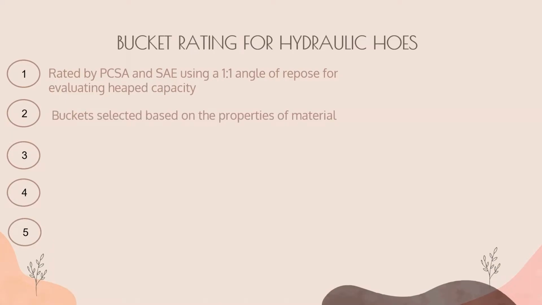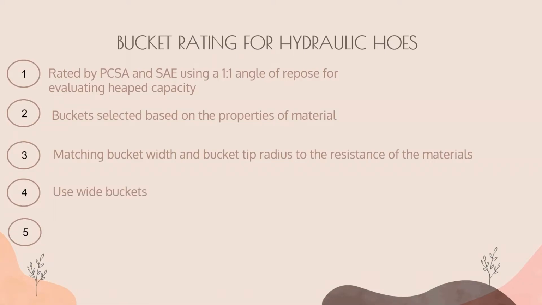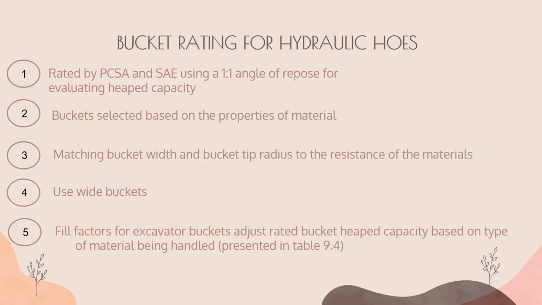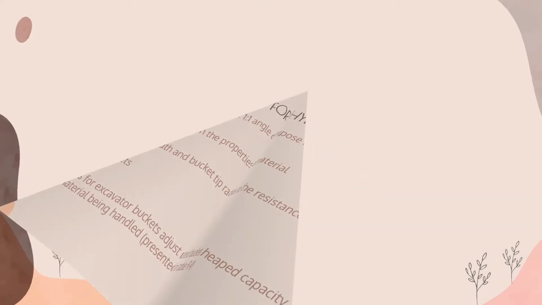Next, buckets are selected based on the properties of materials. By matching bucket width and bucket tip radius to the resistance of materials, full advantage can be taken of hoe potential. Next, wide buckets are used to excavate material easily. Fill factors for excavator buckets adjust rated bucket heap capacity based on the type of material being handled. Presented in Table 9.4 in the next slide.